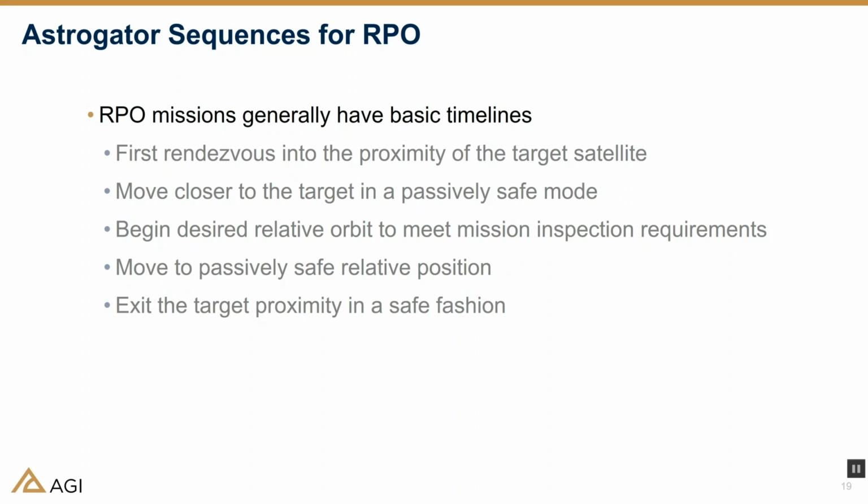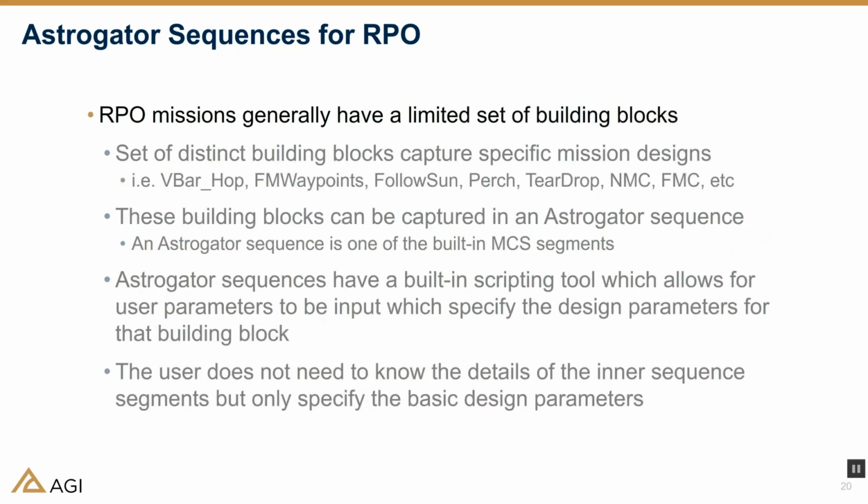So now you're in there and you need to inspect certain faces or whatever your mission may require. We then need to exit the scene, so moving in a passively safe fashion to a relative point, and then beginning an exit strategy to leave the scene of the target in a nice, safe fashion so that no one is at risk there. So, Astrogator sequences for RPO.